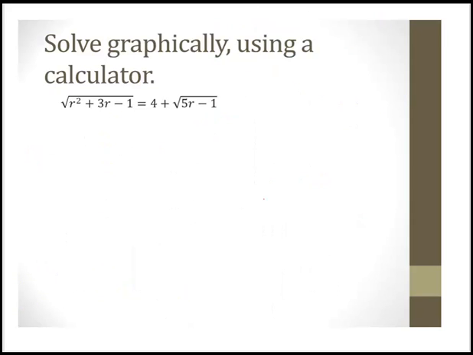Alright, we're asked to now solve graphically using a calculator, and we have the square root of r squared plus 3r minus 1 is equal to 4 plus the square root of 5r minus 1. And actually, I don't know that we could solve this without a calculator because we'd have to square both sides twice, and I think we would get some higher powers of r than just the second power. So we'll use a calculator.